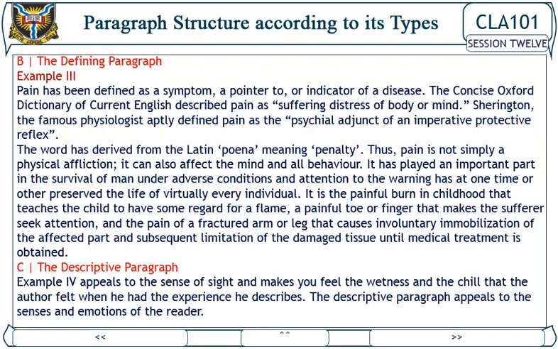C. The descriptive paragraph. Example 4 appeals to the sense of sight and makes you feel the wetness and the chill that the author felt when he had the experience he describes. The descriptive paragraph appeals to the senses and emotions of the reader.